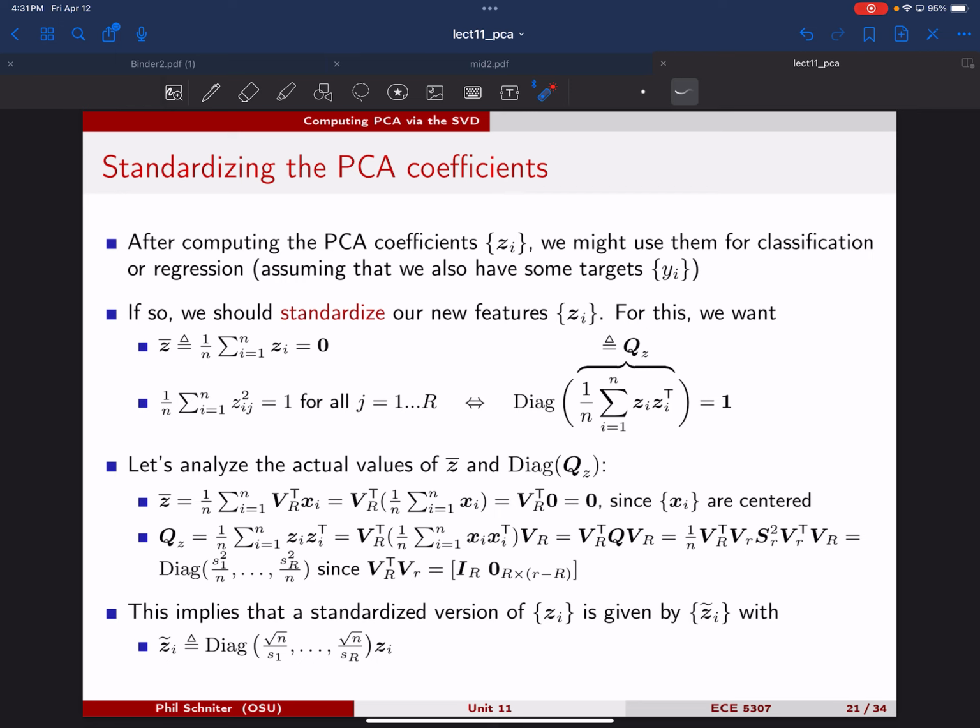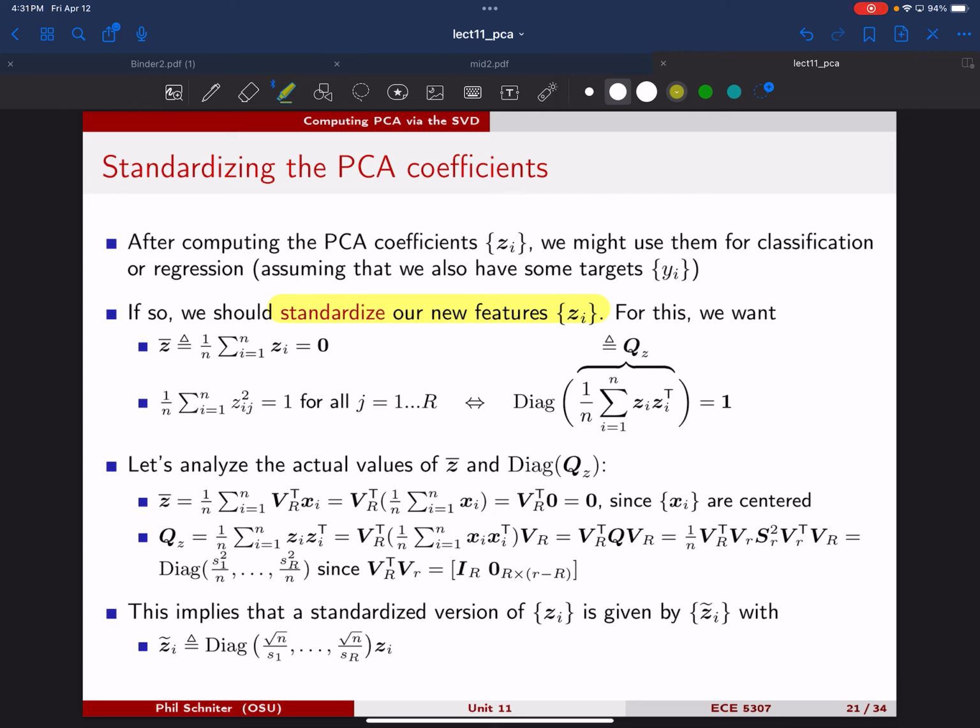So let's say that we have transformed our X features to Z features. Now that we have these shorter feature vectors, maybe we want to do something with them next. Maybe we want to do regression or classification if we also have labels to work with. So in that case, our new features, maybe we want to standardize them. Okay, so it turns out that we already have enough information to do this. We just need to extract it from our SVD.